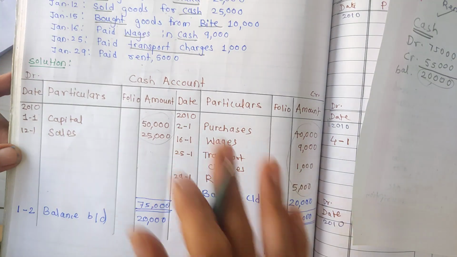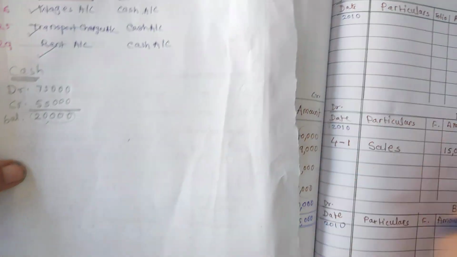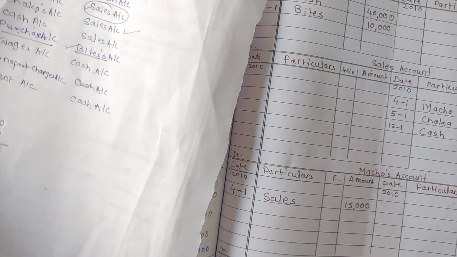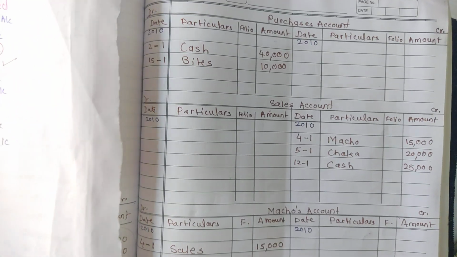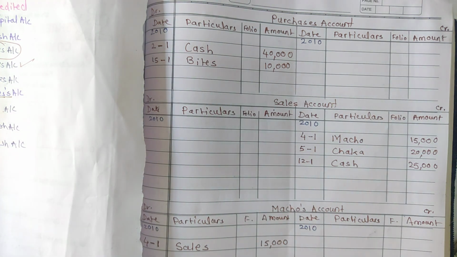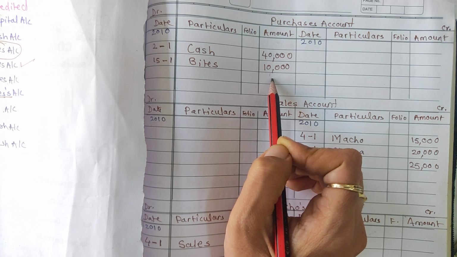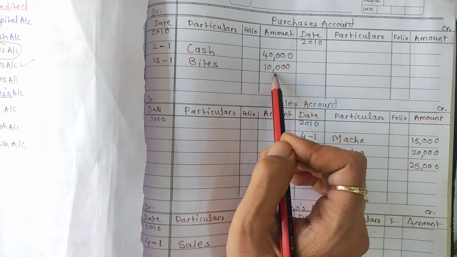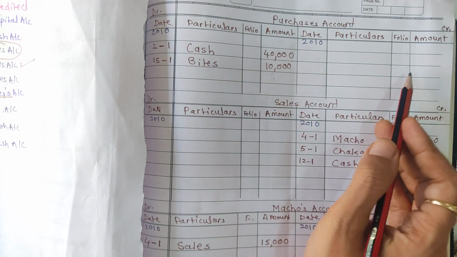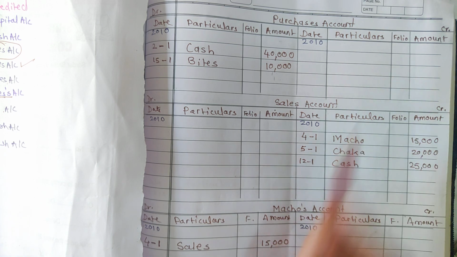Okay, so in this way we found out the balance for the cash account. In the same way we will find out the balance for all other accounts. I am explaining the balances in the other accounts as well. See again how we are doing it. Now the purchases account. Which side total is more? Debit side, right? 50,000. From the 50,000 we have to deduct the smaller amount. So we got the balance 50,000.